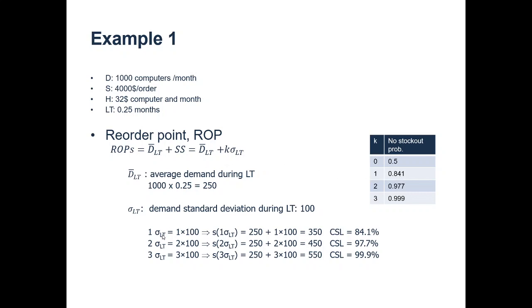If our reorder point is higher than that, and we have twice the standard deviation during the lead time, which is 2 times 100, or 200, we will have a reorder point of 250 plus 2 times 100, which is 450. And the likelihood of us meeting all our demand increases to 97.7%. And finally, if we add 3 times the standard deviation to our average demand during the lead time, we have 250 plus 3 times 100, which is 550.